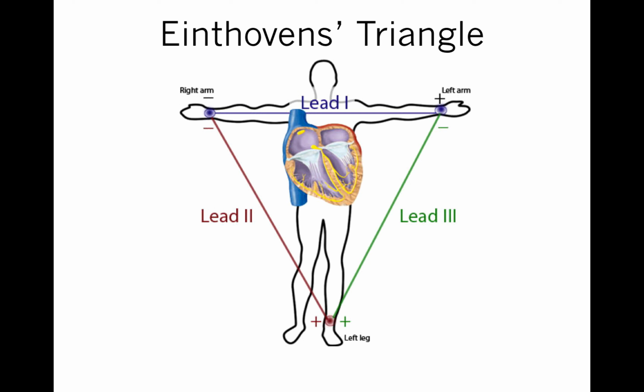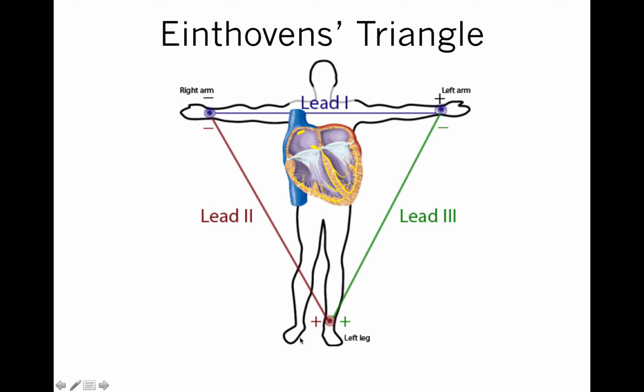The limb leads are obtained from the right arm, left arm, right leg, and left leg leads, which give us leads 1, 2, 3, AVF, AVR, and AVL, which are really vectors derived from these limb leads. So for example, lead 1 on the ECG is the vector from right arm to left arm. Lead 2 is the vector from the right arm to the left leg, and lead 3 is the vector from the left arm to the left leg.